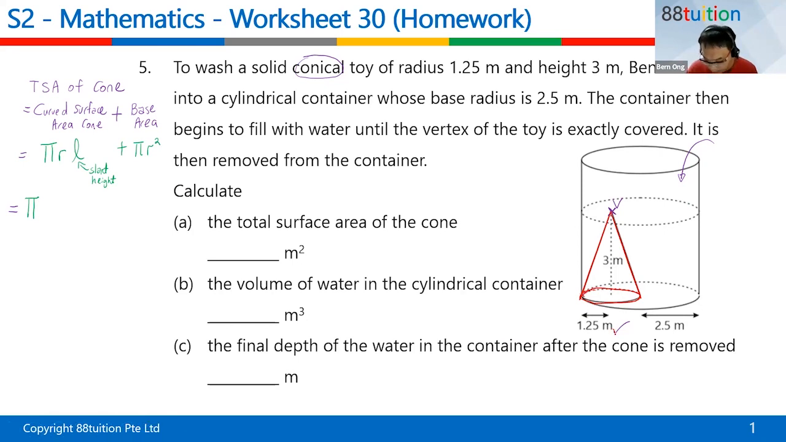All right, and the radius is 1.25. That's called the radius of the cone. So down here, I put in 1.25. What is the slant height?